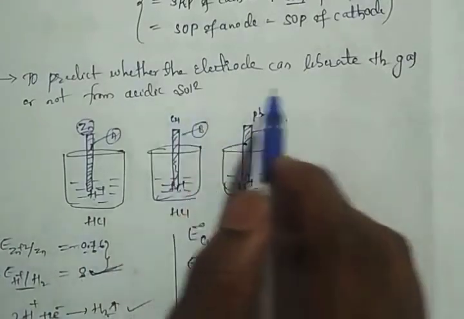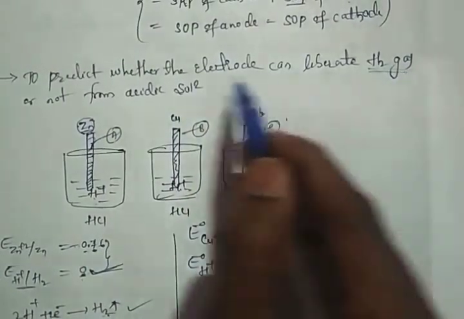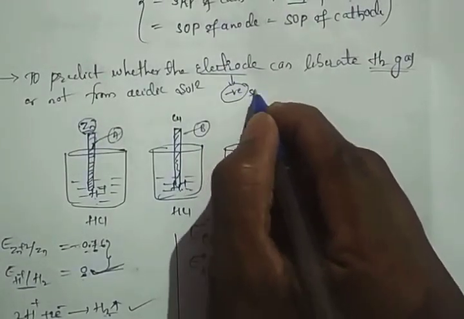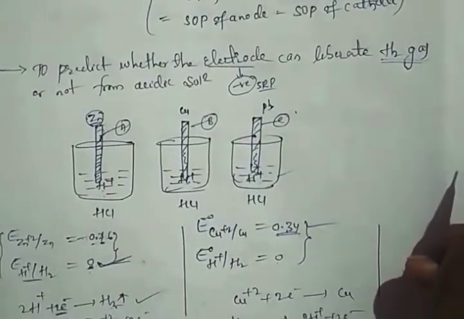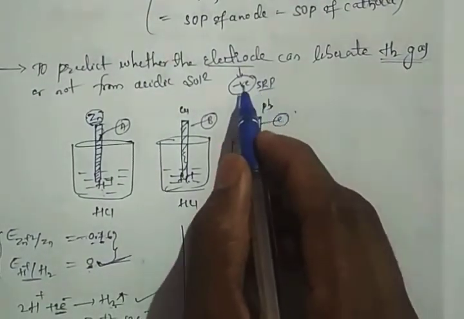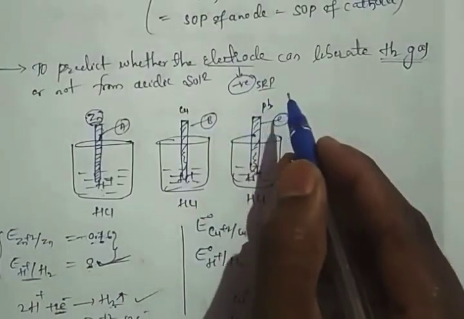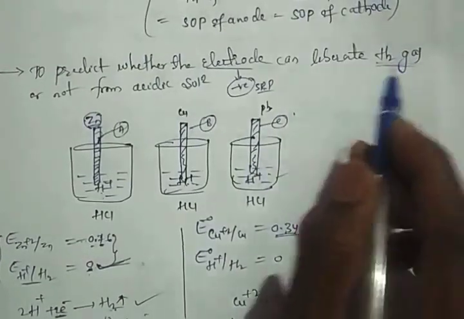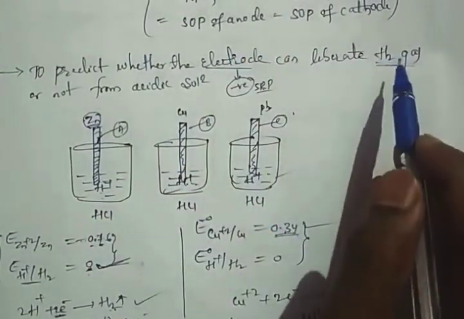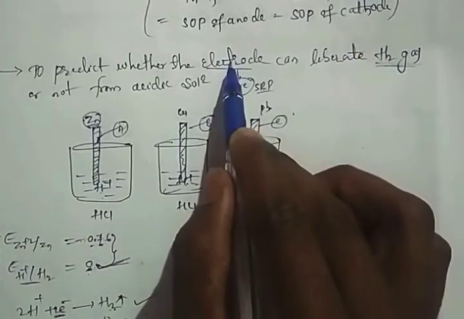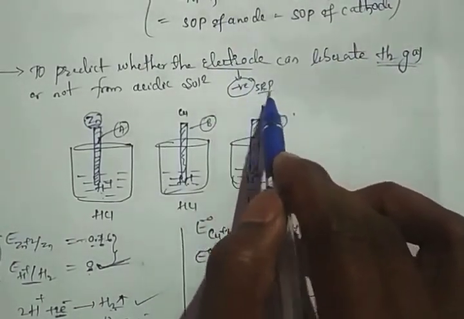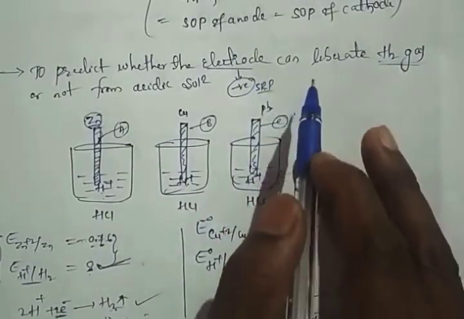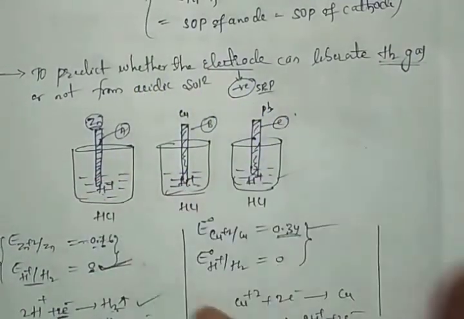So in order to liberate hydrogen gas from its solution, the electrode must have negative potential, negative SRP. Greater the negative SRP, that means smaller values, the more hydrogen gas is liberated. In a simple way, you can remember, in order to liberate hydrogen gas, the electrode should have less SRP values, that means negative values, less than 0. Then only it can liberate hydrogen gas from the acidic solution.